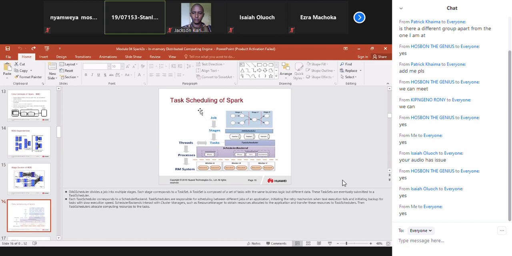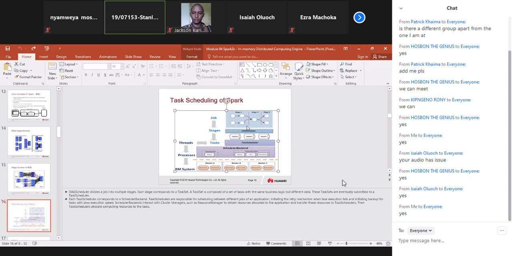Then we are going to see how task scheduling of Spark is done. Now, the scheduler divides a job into multiple stages. You can find we have jobs, then they are divided into multiple stages. And again, each stage corresponds to a task set. You find we have tasks here. Each stage is composed of a task set with the same business logic but different data. These task sets are eventually submitted to a task scheduler.